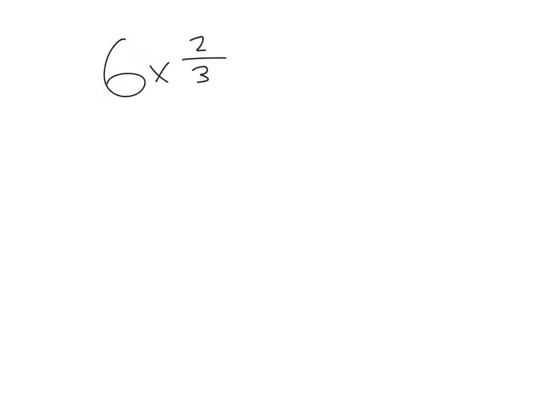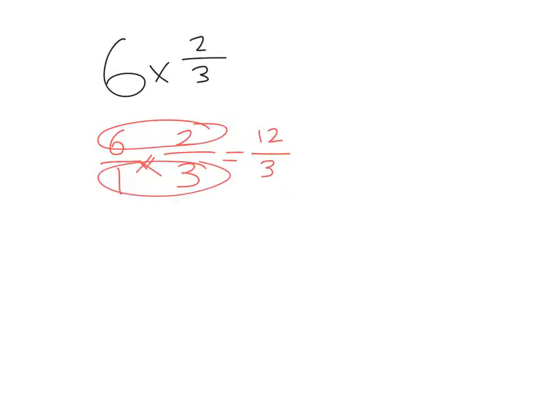So as Ms. Jenkins said, if I have a whole number times a fraction, I can turn my whole number into a fraction over 1. So 6 over 1 times, that's a times, 2 over 3. Multiplying across, we have 12 over 3.